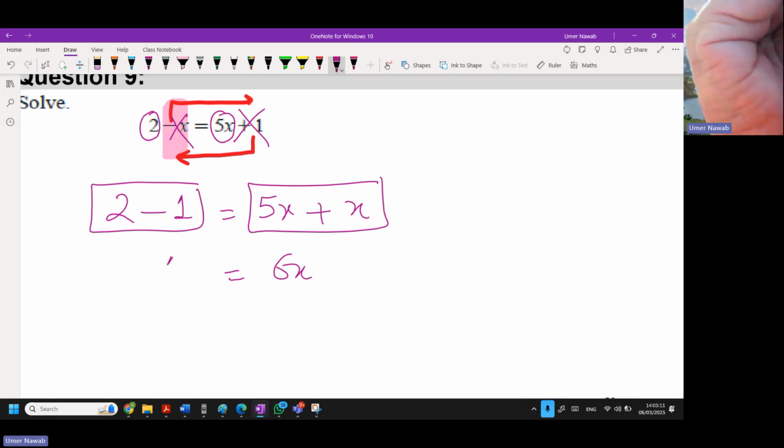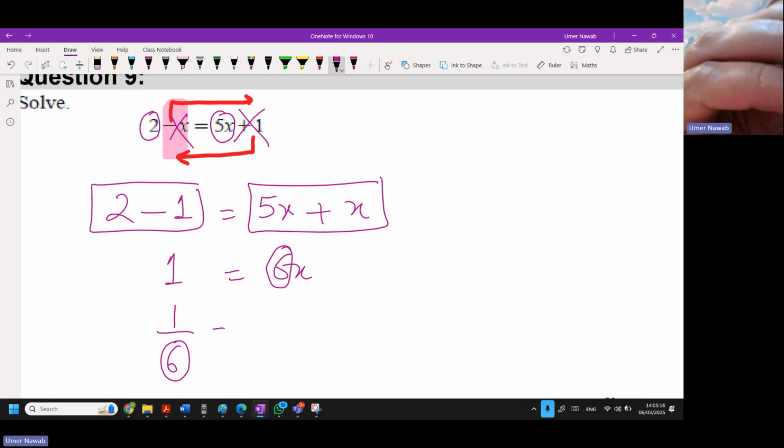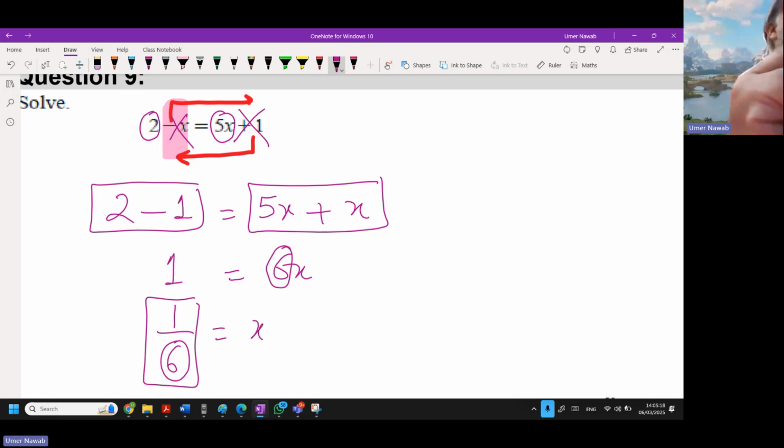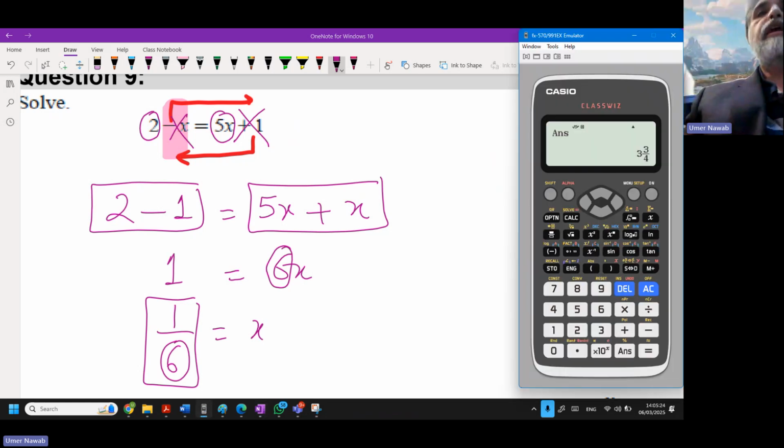2 minus 1 will make it 1. 6 is multiplying. On the other side, 6 will be divided. So my answer is 1 over 6. Okay, so you can copy this one. And now you know how to check your answer from a calculator.